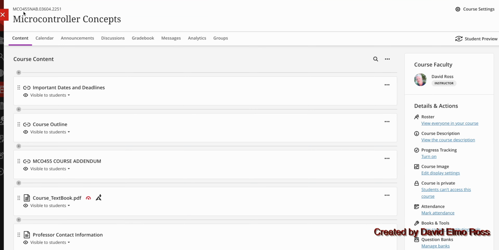What we're looking at here is the MCO455 AB theory section, and here's our course content. Under here, we're going to have a number of different headings. All these headings that you see here will be exactly the same for all of the different theory sections, whether it's A, B, C, D, or E, F.